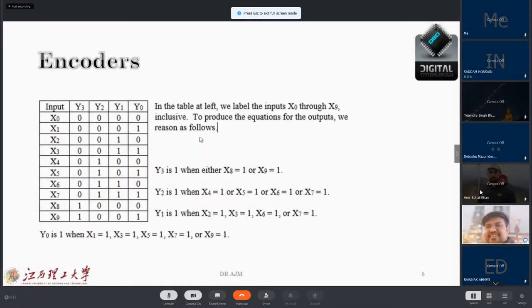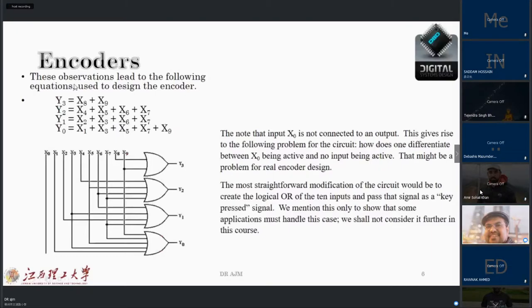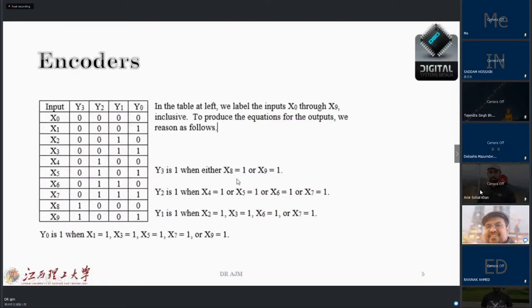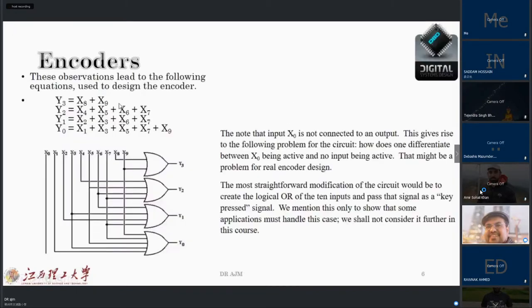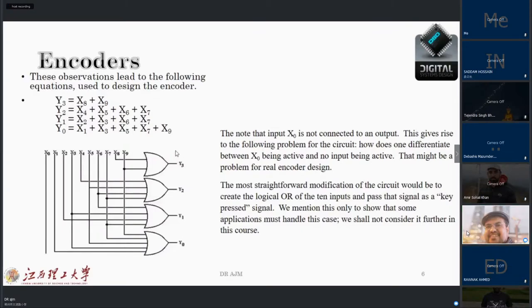Okay. Then if I'm going to write the output from each line, I will see that in which case, suppose my Y3 is 1, just in the case of X8 and X9. Then simply I can write the equation as Y3, Y2, and Y1 as represented in this format that I show. And then I will see that I just have the OR between the inputs as illustrated in the figure that I show.